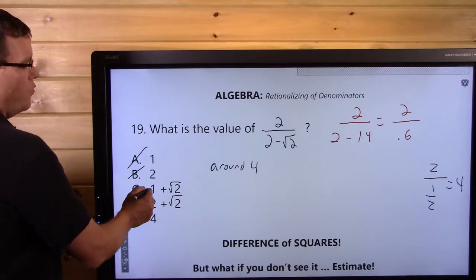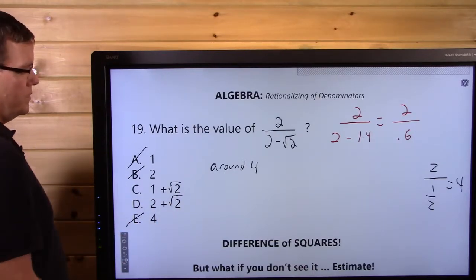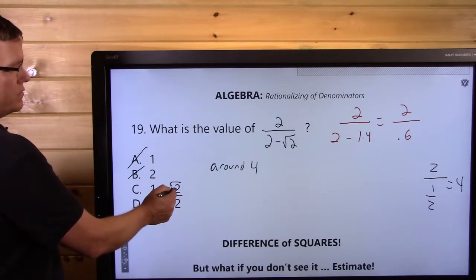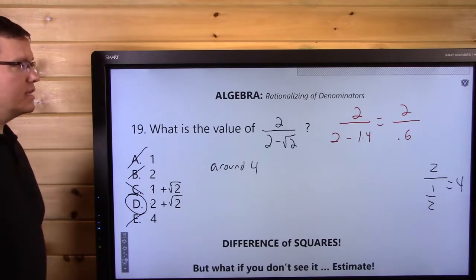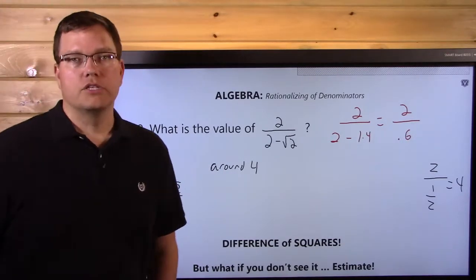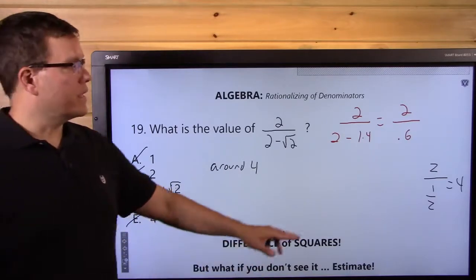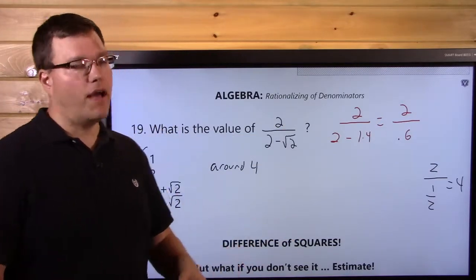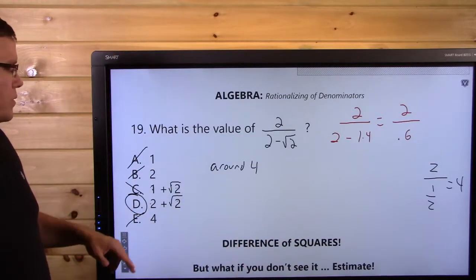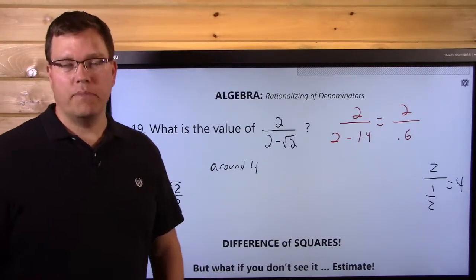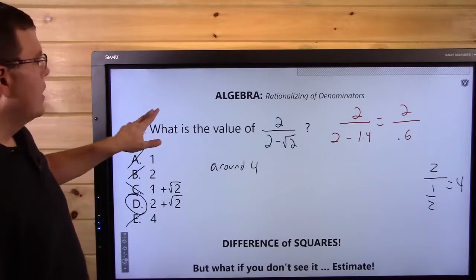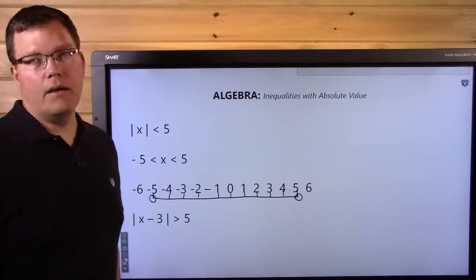So then we have 1 plus root 2, 2 plus root 2. Well, this is about 1 plus 1.4. That's about 2.4. This is 2 plus 1.4. That is about 3.4. So it's got to be less than 4 because we're dividing by something bigger than 0.5. So E is out. The only possibility is D. So if you don't see it, maybe you can estimate. All right, and let's do our last.